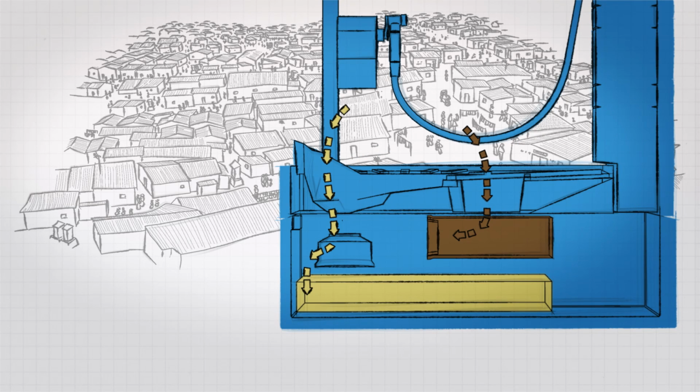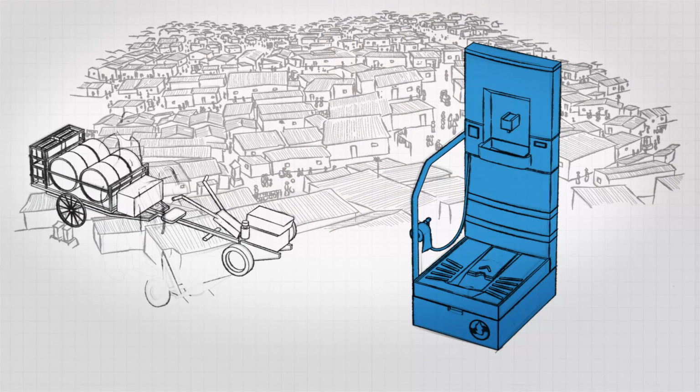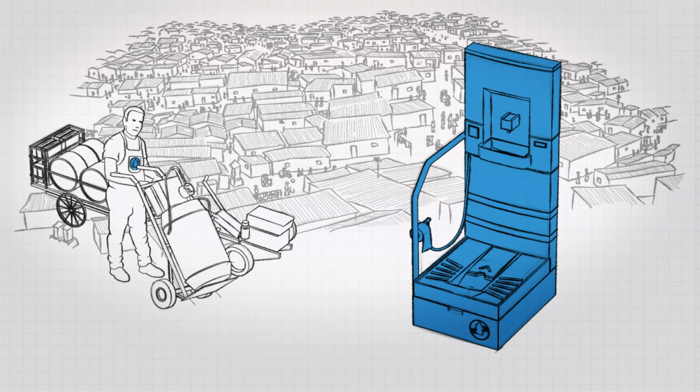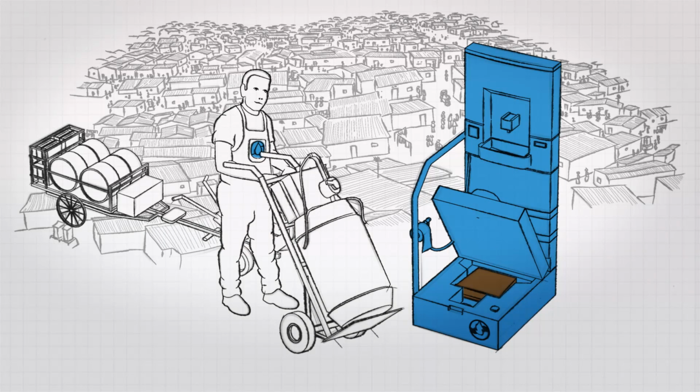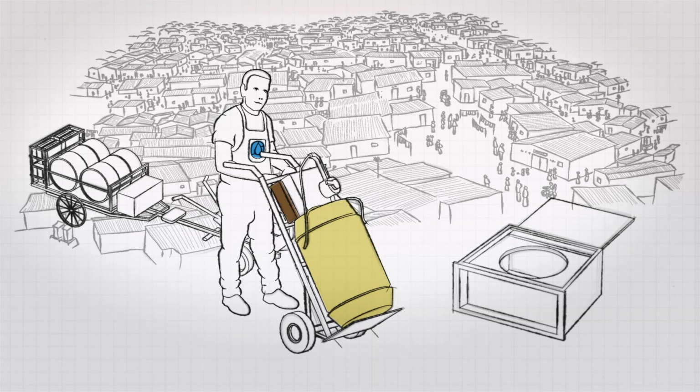Urine and feces are separately collected below the pan. A service collects the urine and feces twice a week. The urine is pumped out and the old feces container is exchanged for a new one. The containers are safely sealed, protecting the users and the service personnel.